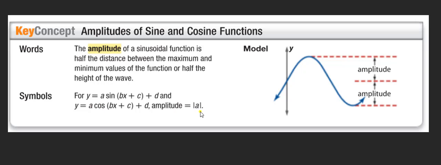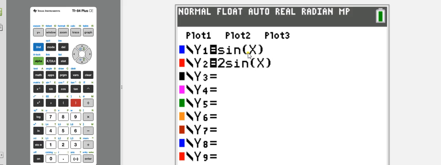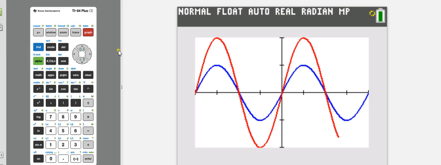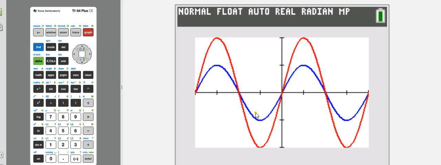And we'll look at more examples. Let's take a look at these two graphs. We have sine of x and 2 sine of x. Here the amplitude is 1 because the absolute value of 1 is 1. And here the amplitude is 2 because the absolute value of 2 is 2. And let's take a look at these two graphs. So the blue line is sine x.